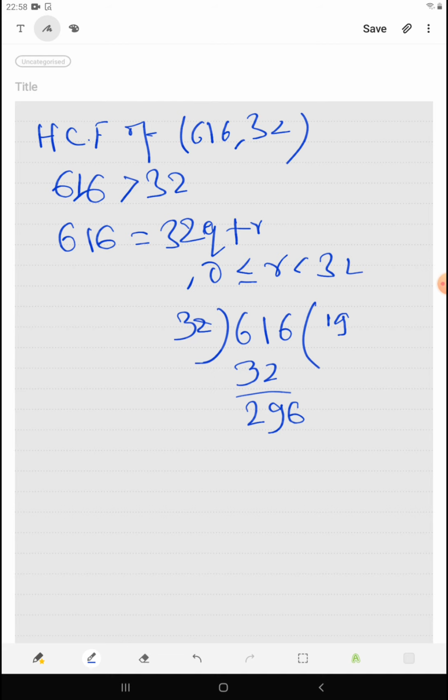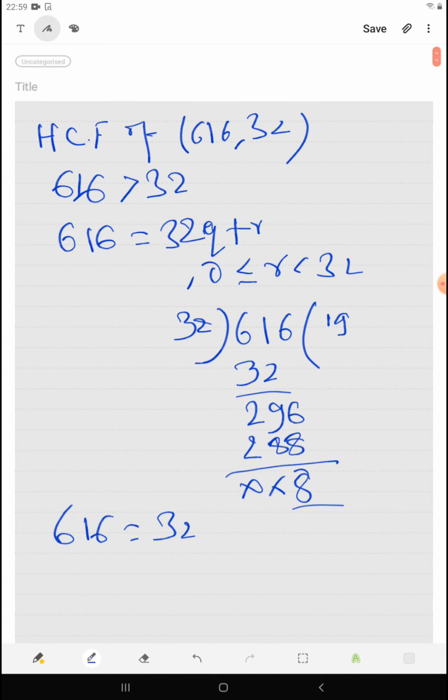How I did it: I multiplied 30 into 9. So 30 into 9 means 3 into 9 is 27, put 0 over there, so 30 into 9 is 270. Then 2 into 9 is 18. So 270 plus 18 is 288. Then 296 minus 288 is 8. So 616 can be represented as 32 into 19 plus 8.